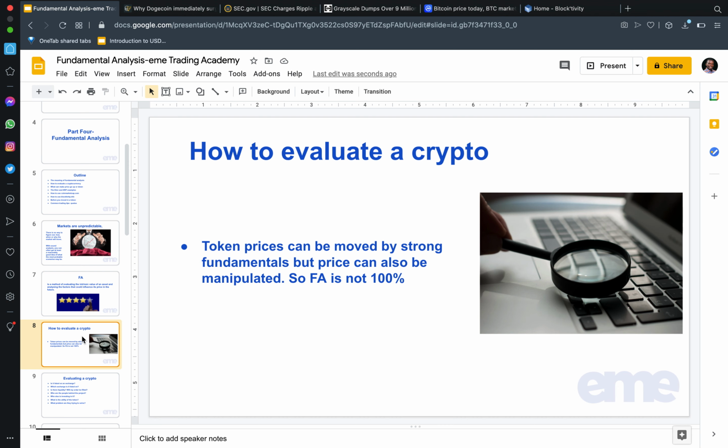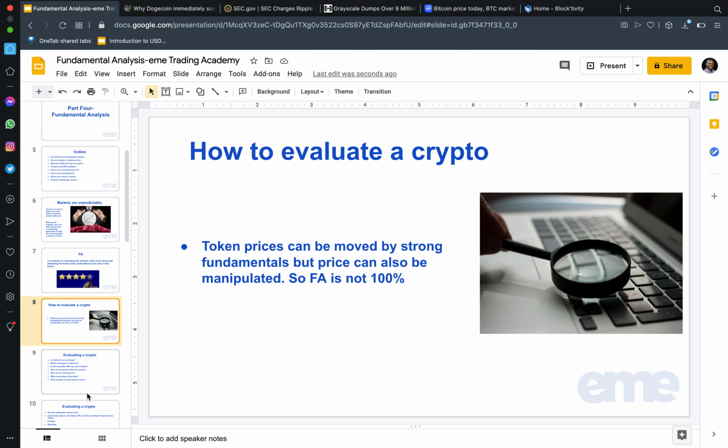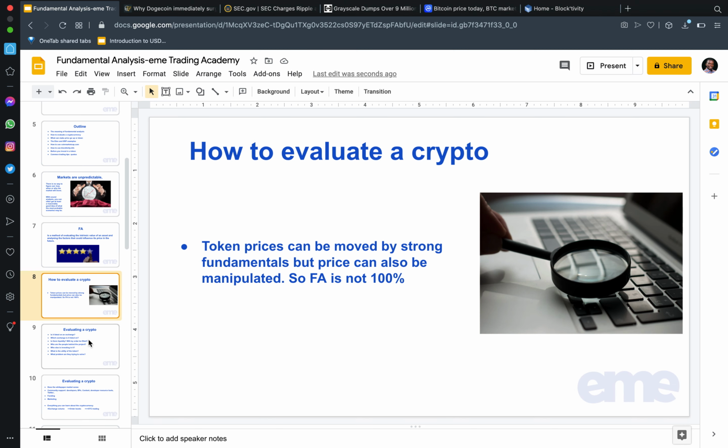Now, how do you evaluate a crypto? Fundamental analysis is one way, as we've said just now, but it's not the only way. So FA is not 100%. There are many things that can make a crypto price move. Sometimes it's even moved by market manipulators. So strong fundamentals alone cannot give you 100%. You need to have this at the back of your mind.